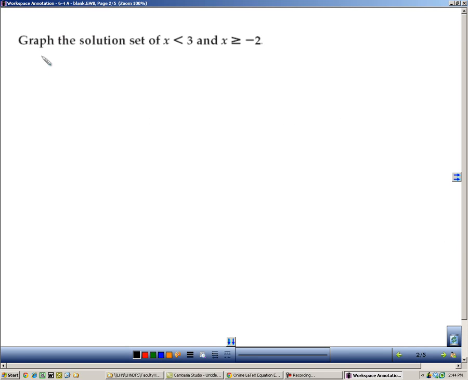Here we go. We have to graph the set of x is less than 3, and then notice the word and at the same time x is greater than or equal to -2. So what are we saying? We're saying we want all the numbers that are smaller than 3 and at the same time are bigger than or equal to -2. There are some numbers that work in this one, but not in this one, and vice versa. So let's show you how to do that.